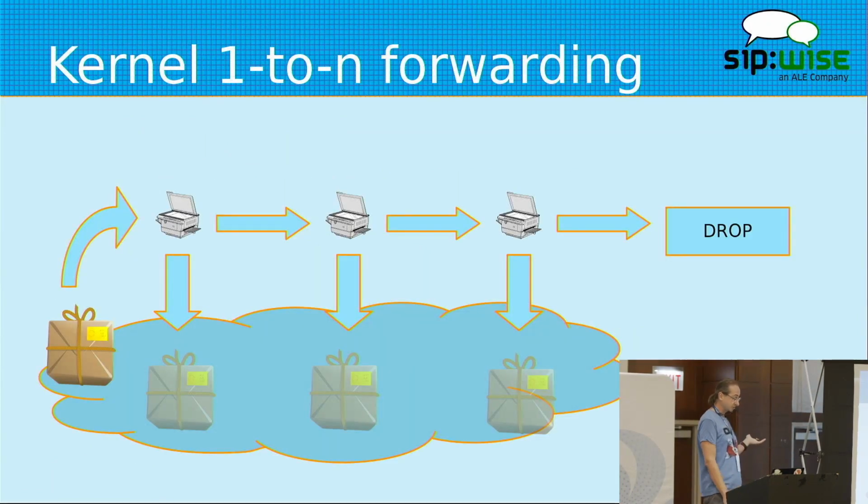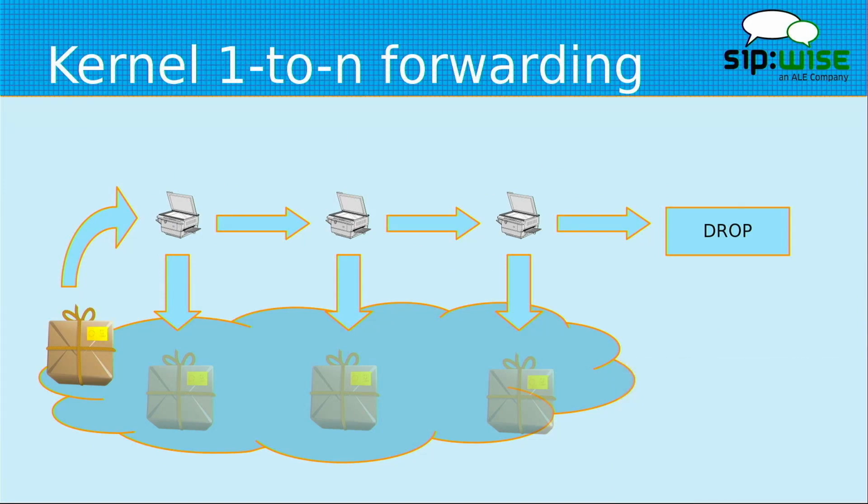From the kernel module, very simple. This is what it looks like. Packet comes in. It makes a copy once for each output stream. And the original packet is then eventually dropped.